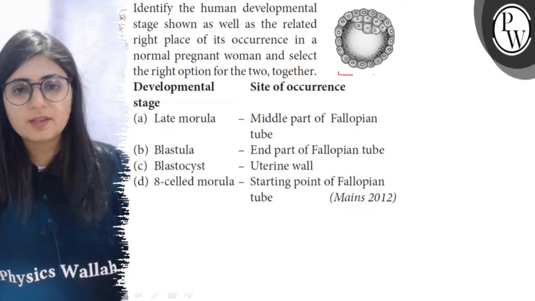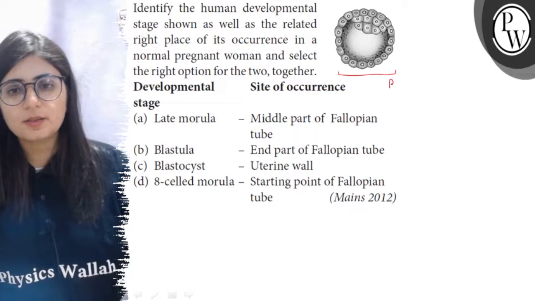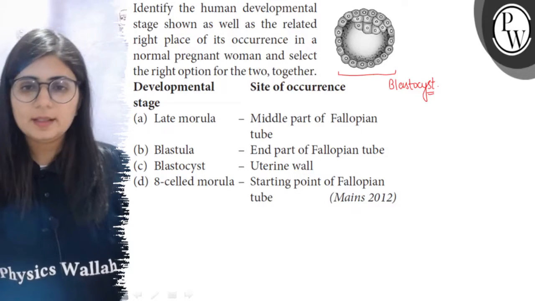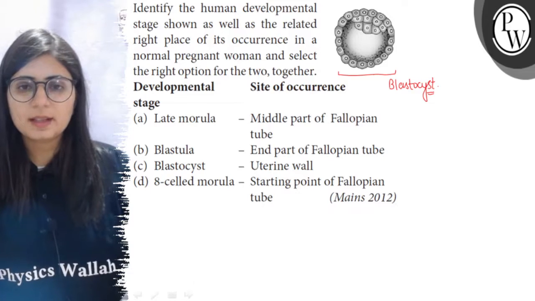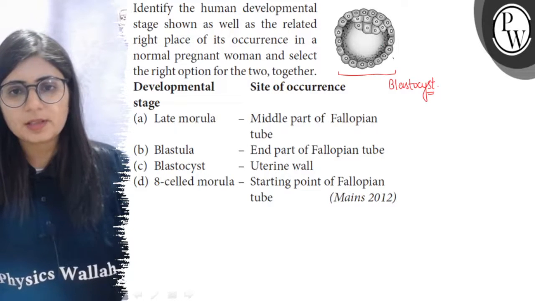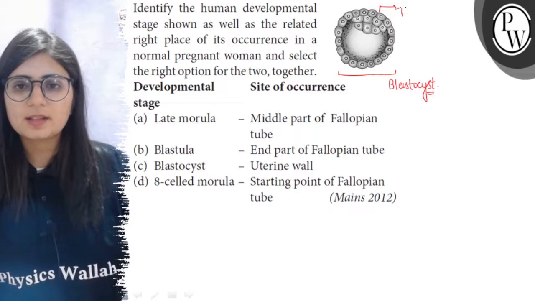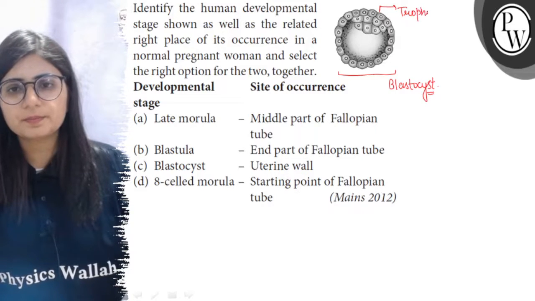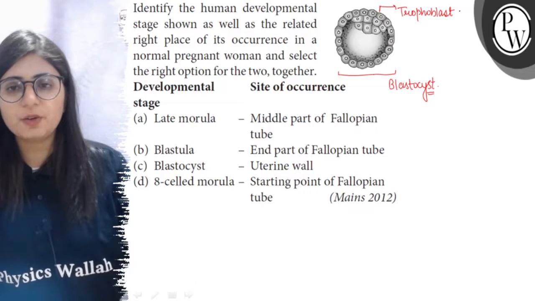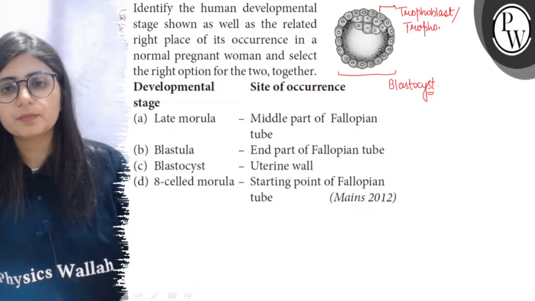So the stage given here is known as the blastocyst, as it is like a cyst, and in this you can see that the cells are arranged in two groups. The outer layer of cells is known as trophoblast. Tropho means nourishment, as these form the placenta for the nourishment of the embryo, trophoblast or the trophoectoderm.